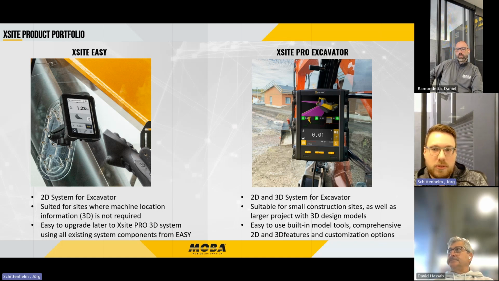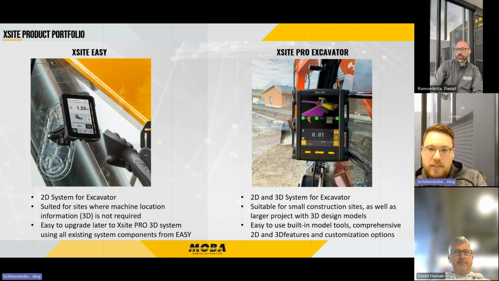Typically these systems are used whenever you don't need advanced 3D workflow. The benefit of the system is, of course, you can upgrade all components at a later stage to a full 3D system. Also good to know, software upgrades are regular on these systems, so whatever you see is regularly maintained. The latest edition, just a couple of weeks old on the Xsite Easy system, is our addition of a compass. That means you can not only work in single slopes, but you can use your Xsite Easy also with an additional compass for dual grade work.